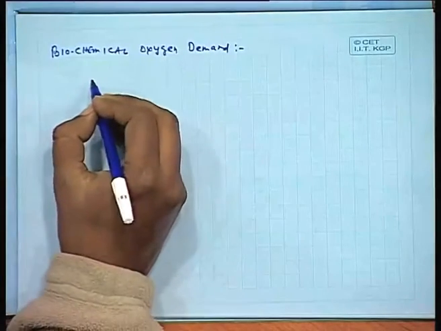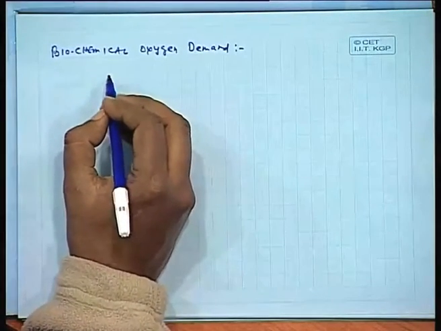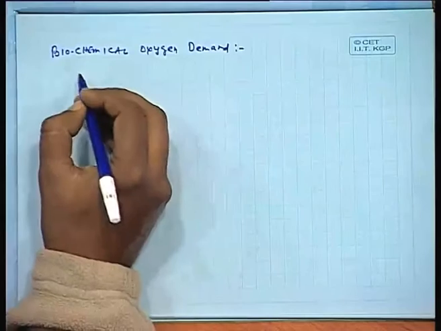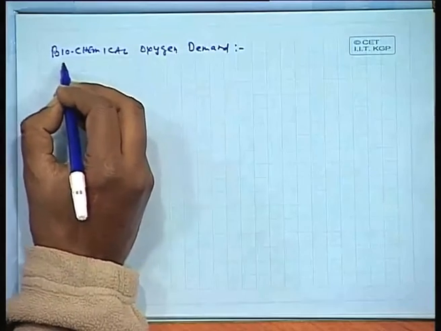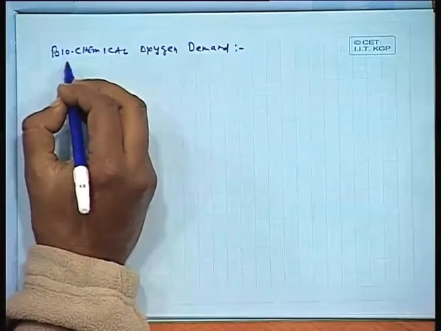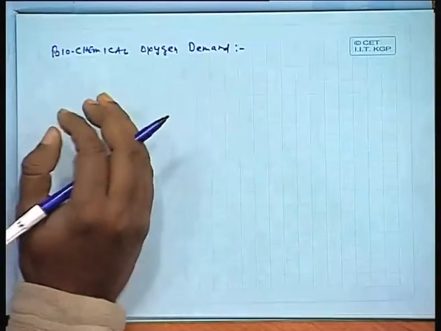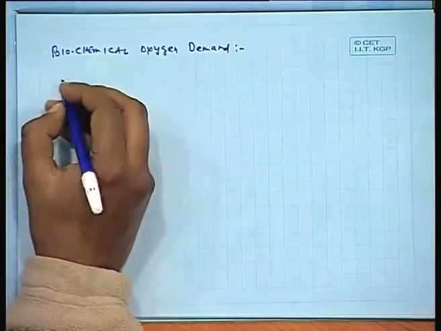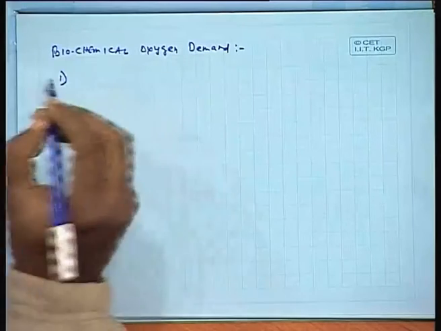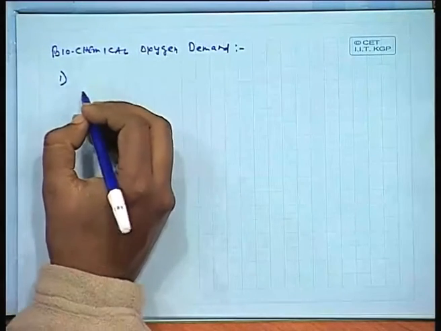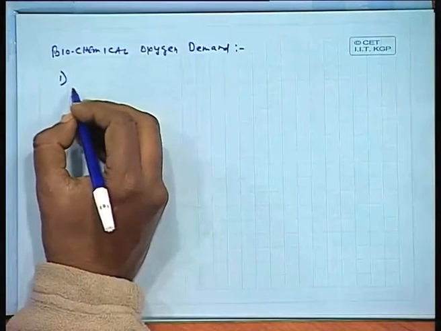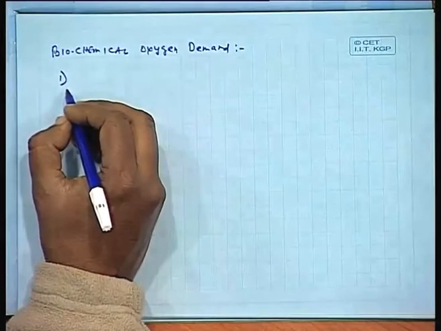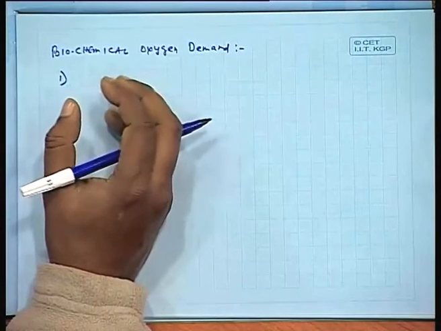See, here there are a few differences to be made. One is, when you are discussing biochemical oxygen demand, before we go into the detail of it, I want to discuss two things. This is very important for engineers working outside, or environmentalists working on civil waste or sewage waste.